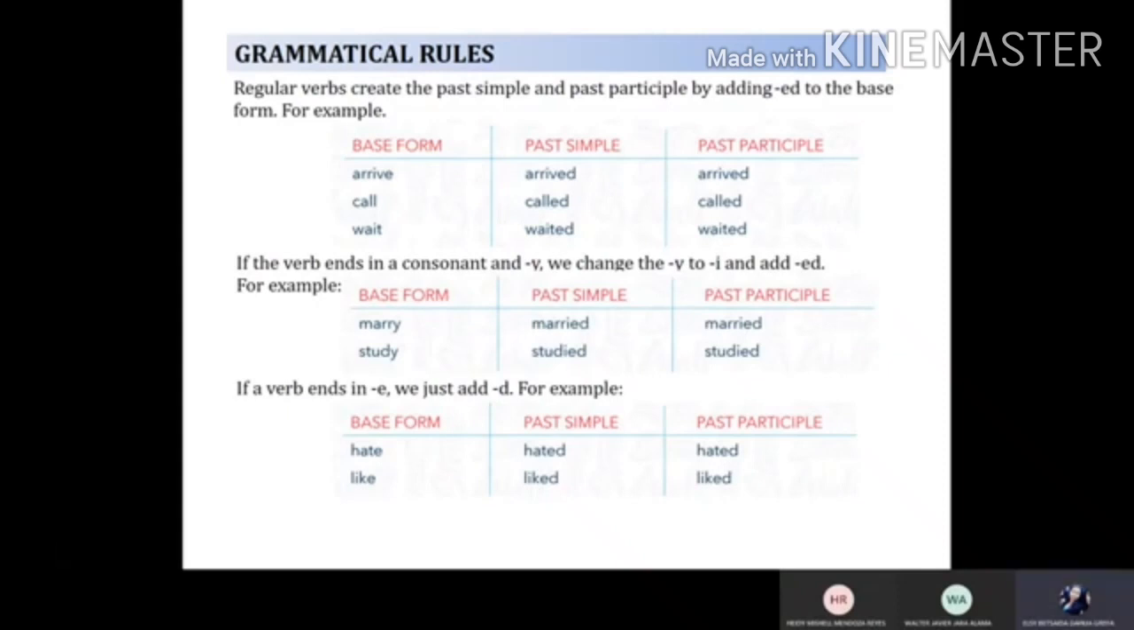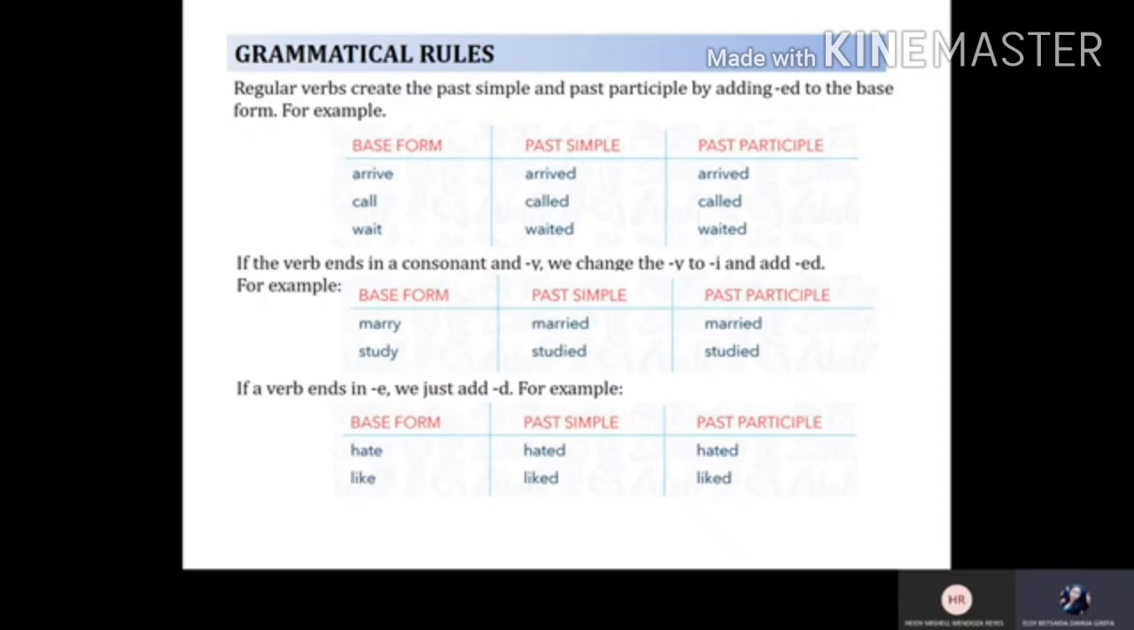Grammatical rules. Regular verbs are created in the past simple and past participle by adding ed to the base form. For example, base form: arrive, call, wait. Past simple: arrived, called, waited. Past participle: arrived, called, waited.